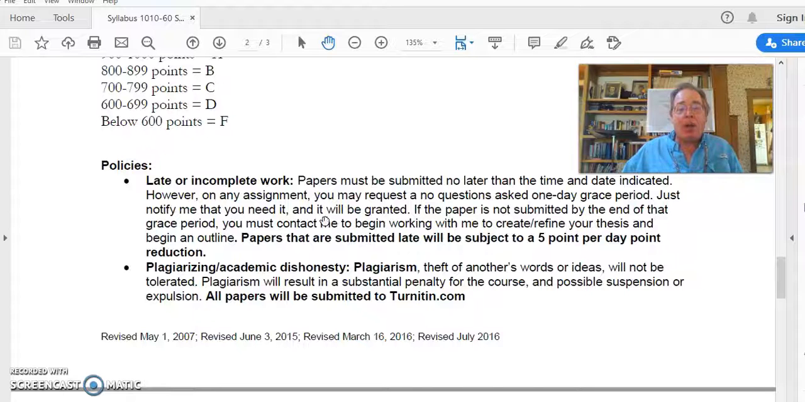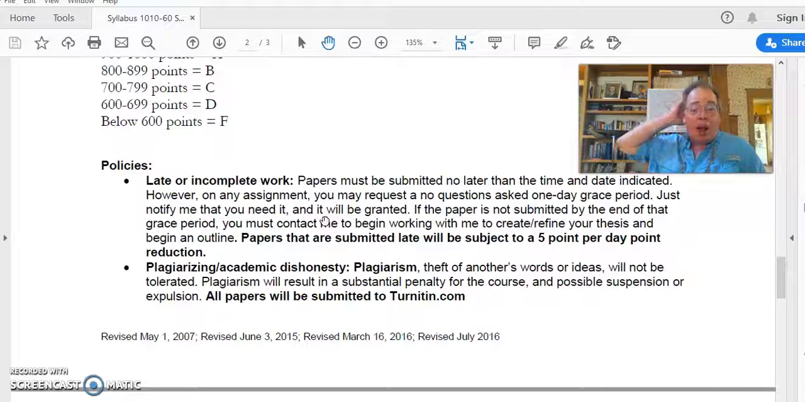After the 1-day grace period, papers that are submitted late will be subject to a 5-point per day point reduction. The reason for that is there just has to be some kind of impetus to get stuff done on time. I'm willing to work with you, but we also do want you to complete the course, and a big part of completing the course is staying on time with your work.